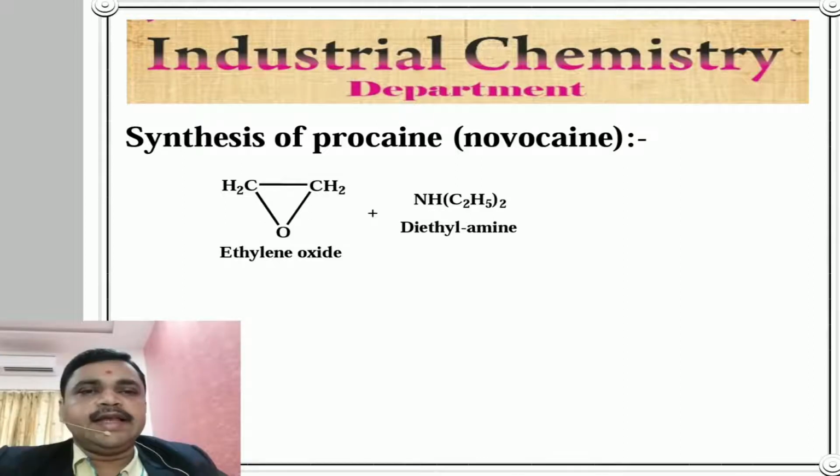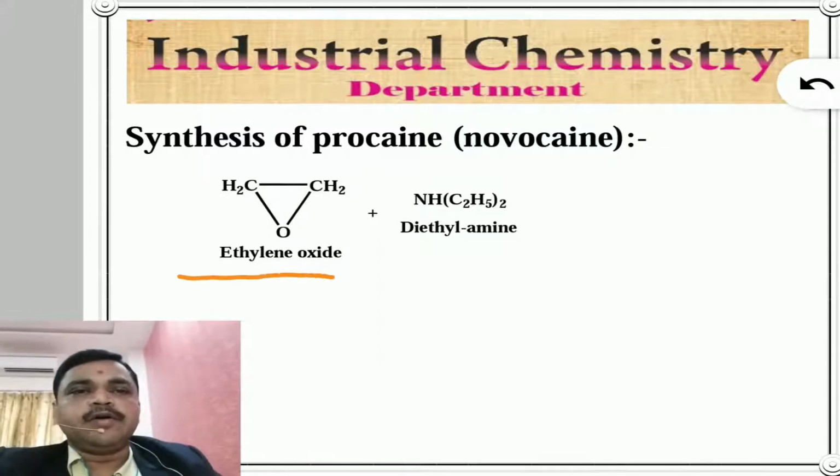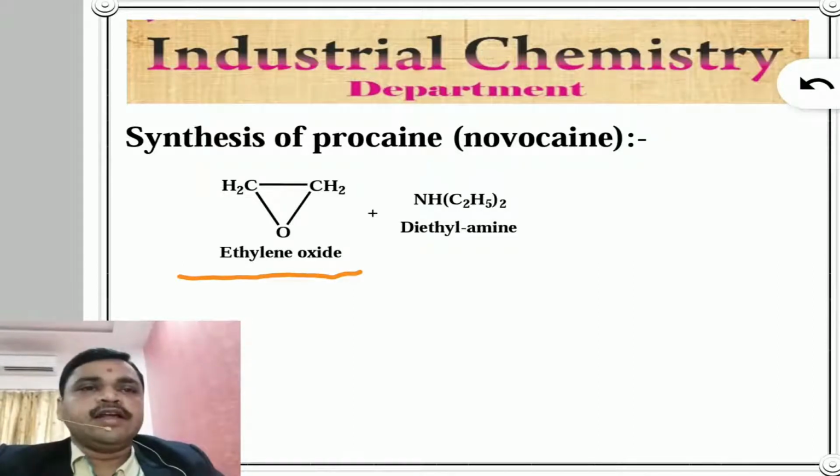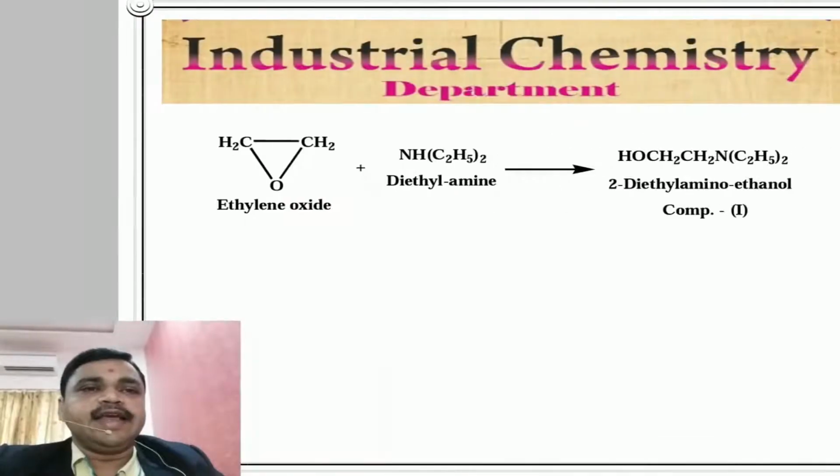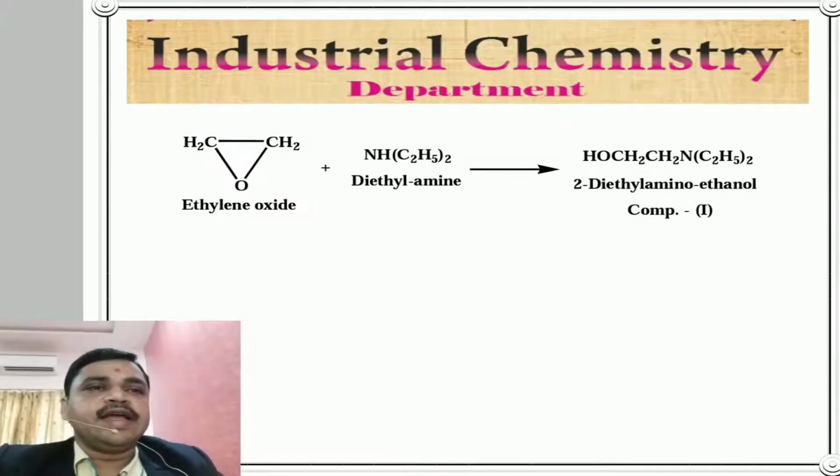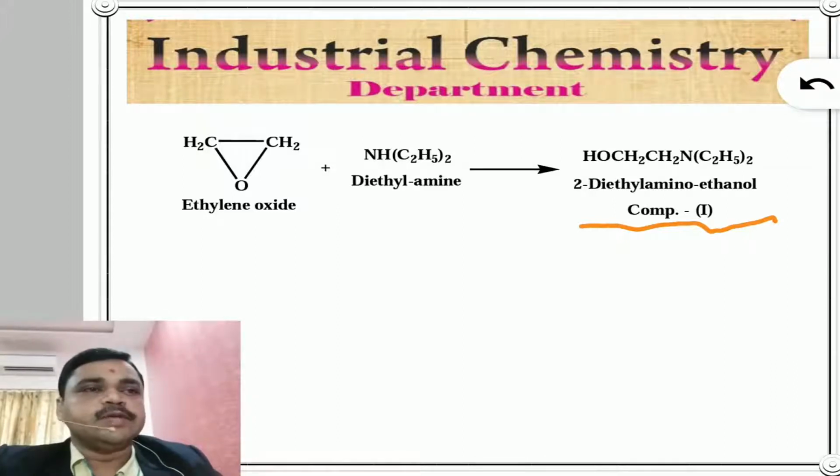2-diethyl aminoethanol is synthesized from ethylene oxide and diethylamine. Here the structures are stated. This is ethylene oxide, a tricyclic compound, and this is diethylamine. So first of all, this ethylene oxide and diethylamine are condensed, and we get 2-diethyl aminoethanol. For this synthesis, it is our compound number 1.